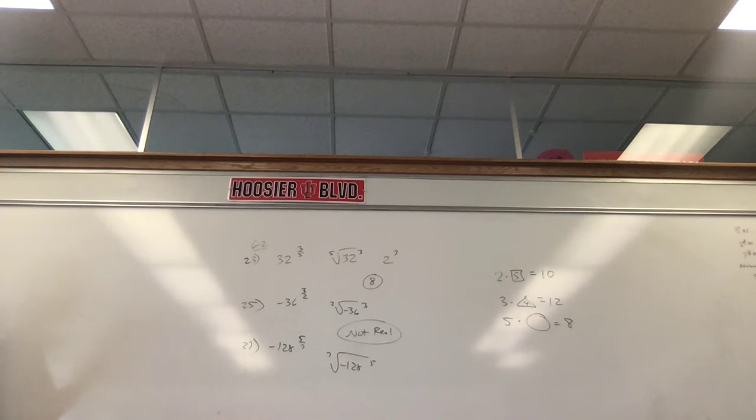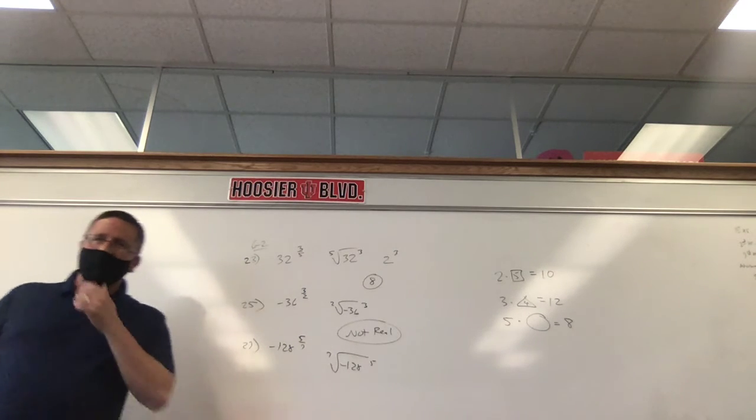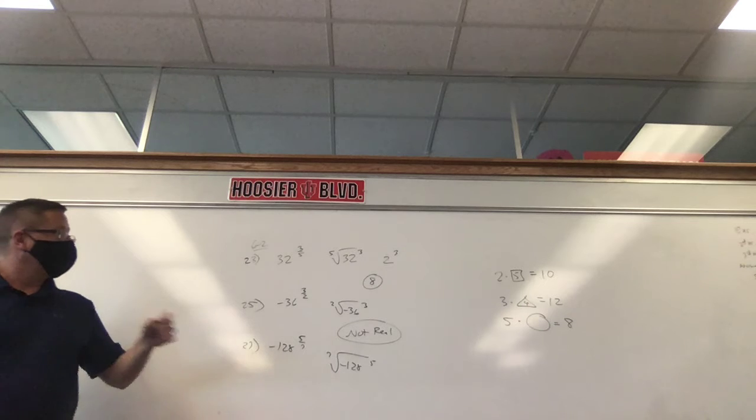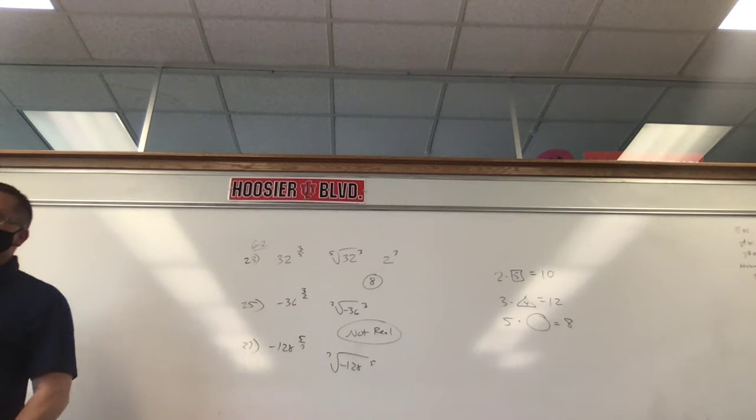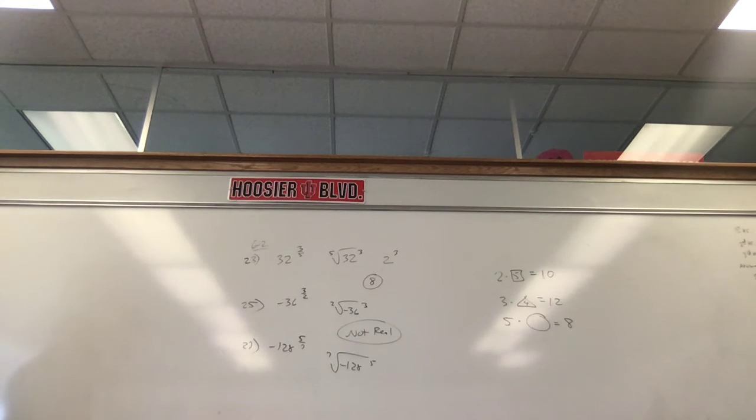Forget the negative right now. Just ignore the negative right now, okay? What could I times by myself 7 times to get 128? I'll give you a clue. Well, there's a clue on the board, kind of. Anybody want to take a guess at it? Ignore the negative for right now. What could I times by itself 7 times?